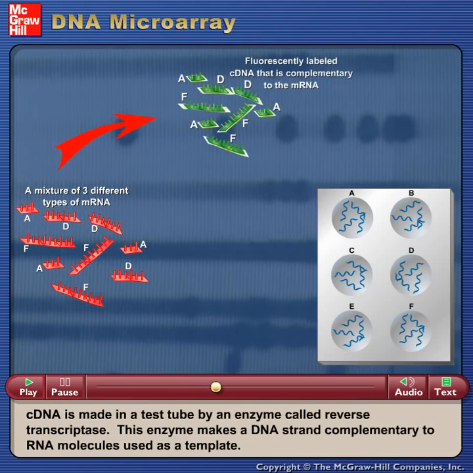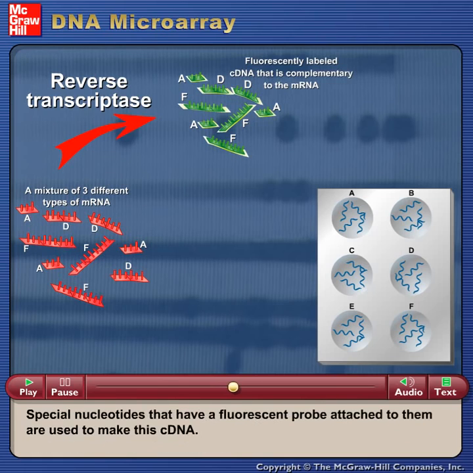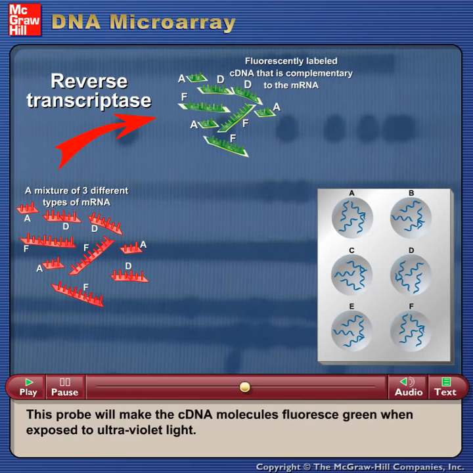cDNA is made in a test tube by an enzyme called reverse transcriptase. This enzyme makes a DNA strand complementary to RNA molecules used as a template. Special nucleotides that have a fluorescent probe attached to them are used to make this cDNA. This probe will make the cDNA molecules fluoresce green when exposed to ultraviolet light.